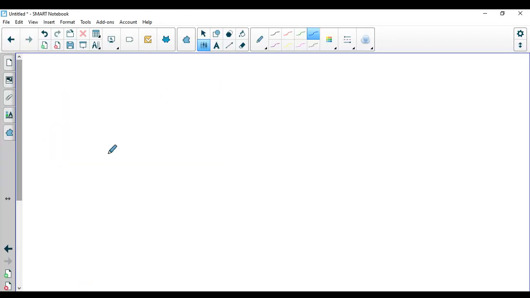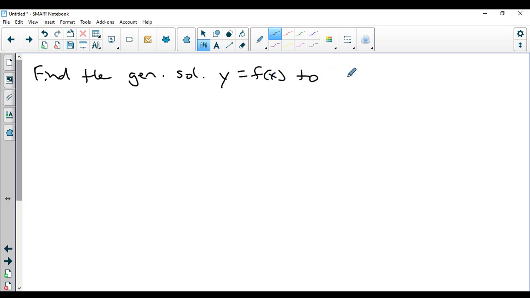All right, so let's rock and roll, and let's get to the next problem here. All right, so here we go. So let's do another one. I'm going to kind of kick up the juice pretty quickly here. So same directions, all right? Find the general solution, I'm abbreviating, y equals f of x to the differential equation y prime minus 2xy equals 4x.